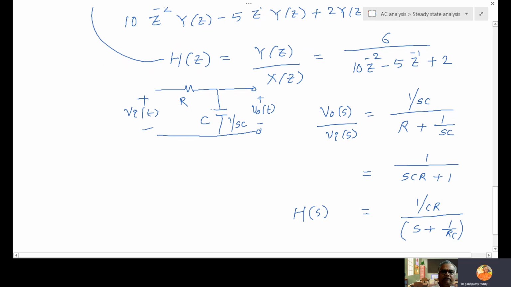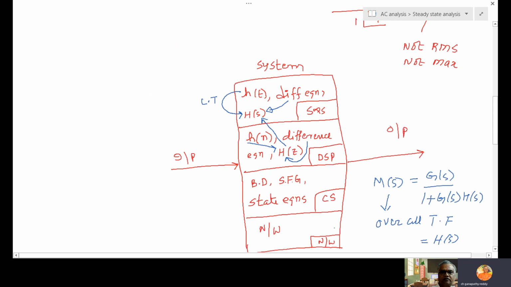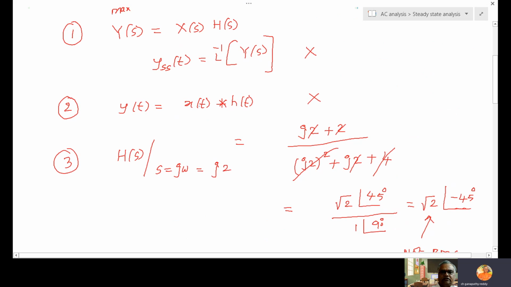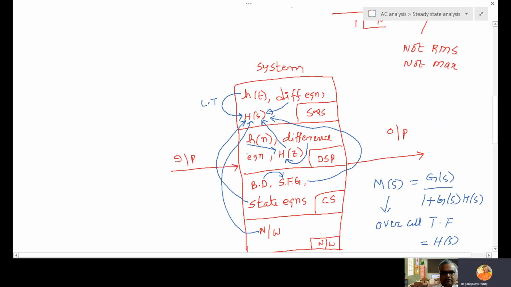Now you understand how a given network is converted into H of S. So the network converts into H of S, block diagram goes to signal flow graph to H of S, then state equation to H of S. So whatever form is given, I explained how to convert it into H of S. If the input is given and H of S is known, then you can easily find the output with the help of the method I just explained.